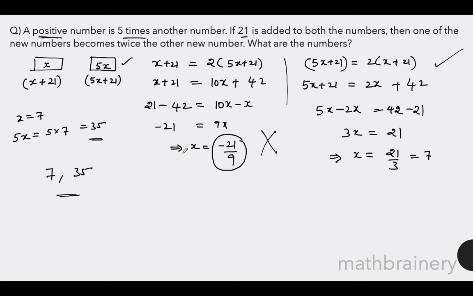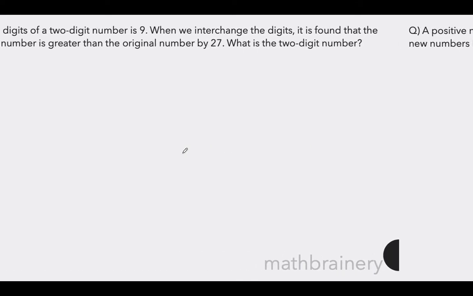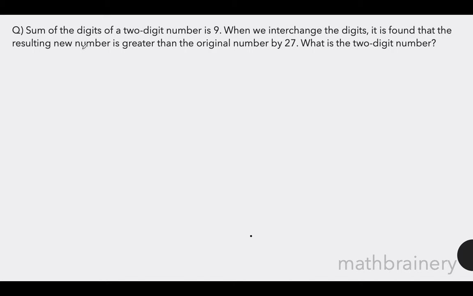Alright, let's look at the next question. Sum of the digits of a two-digit number is 9. When we interchange the digits, it is found that the resulting new number is greater than the original number by 27. What is the two-digit number?